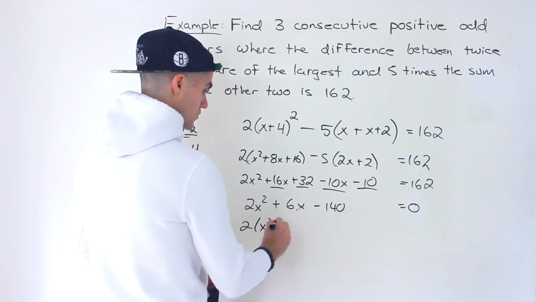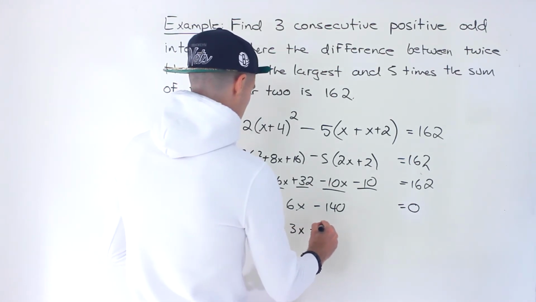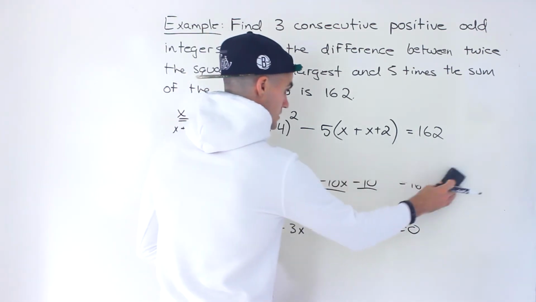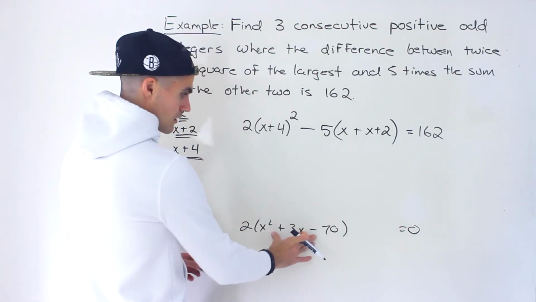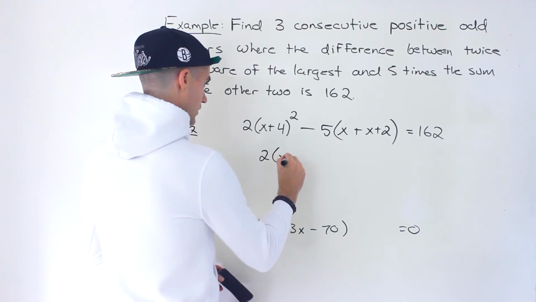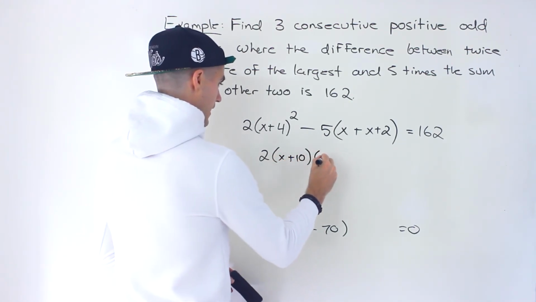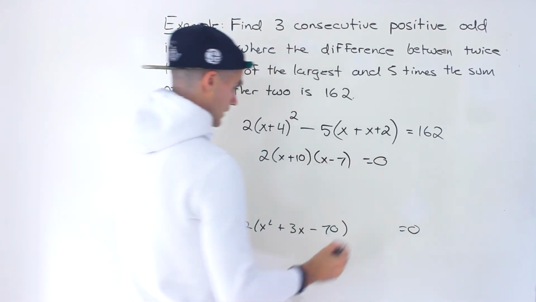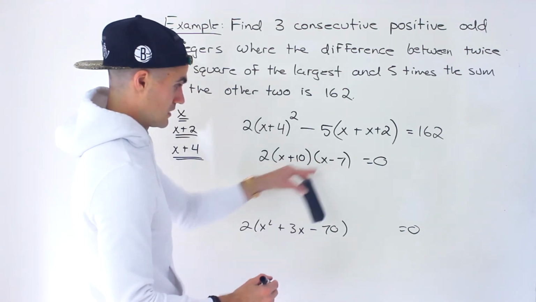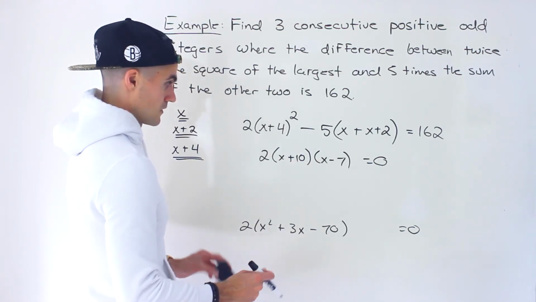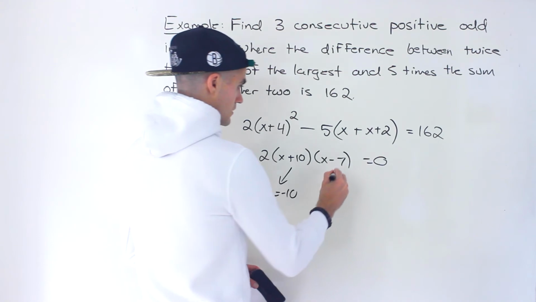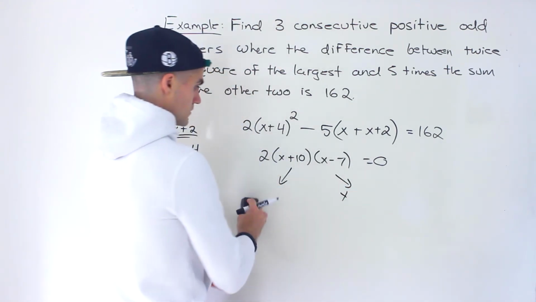Notice how we could take out a 2. And so notice that this remaining bracket would actually factor into x plus 10, x minus 7, like that, right? We took the 2 out. This remaining bracket factors into x plus 10, x minus 7. Okay, and so from here, notice we're going to get 2 solutions. Sorry, let's do it the full way.